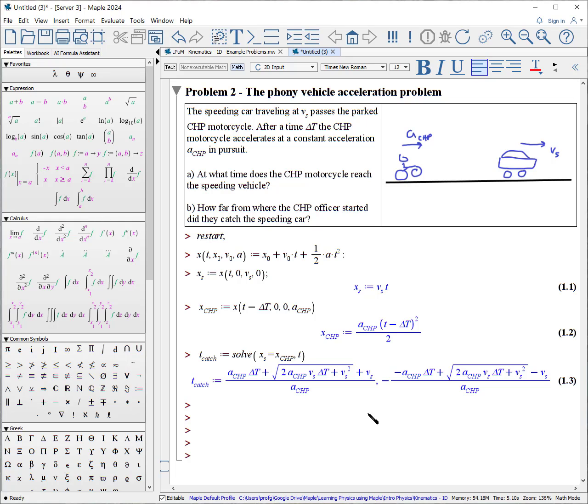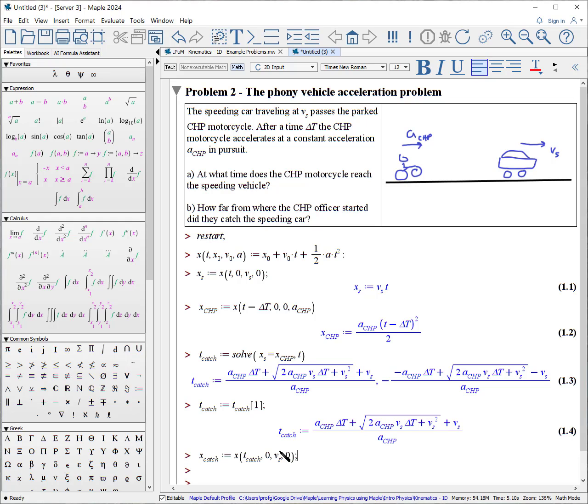Notice we get two answers. One is negative, one is positive. We obviously choose the positive answer, and that is the answer for the time it takes the CHP to catch the speeding motorist. It involves the acceleration of the CHP and the time delay, which adds to the time, in addition to the speed of this motorist.